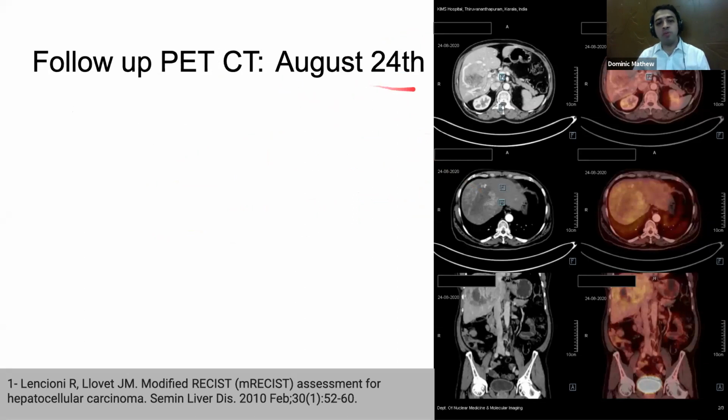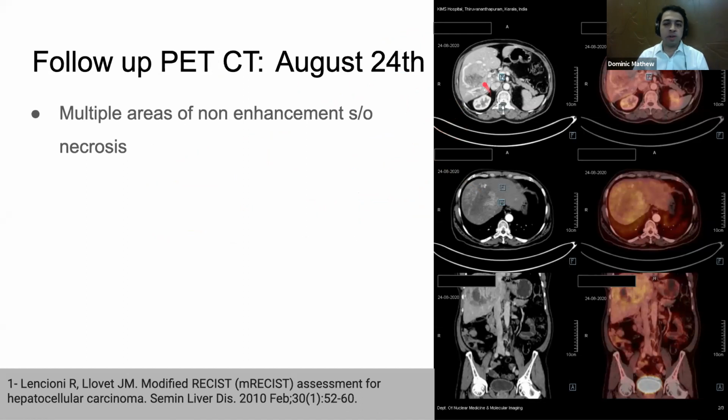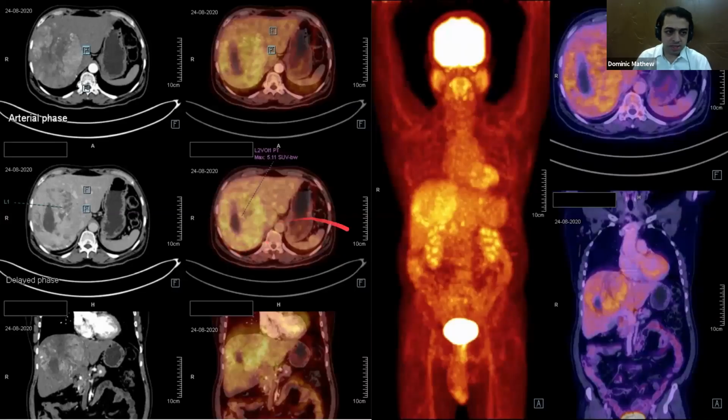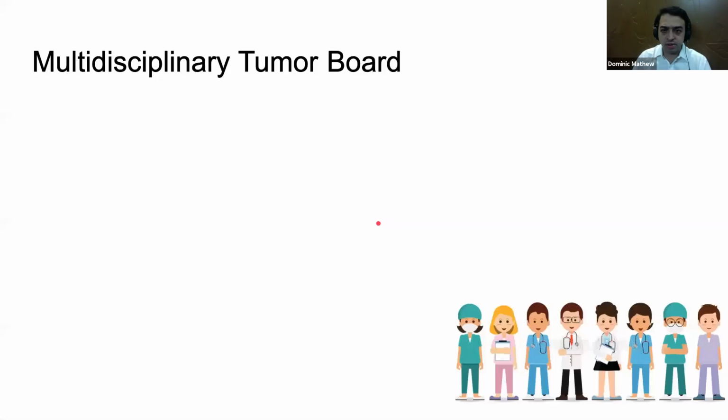So we followed up with a PET CT after 1 month. This showed multiple areas of non-enhancement suggestive of necrosis. You can see here, the disease remained localized. There was no extrahepatic spread. By mRECIST criteria, this was a partial response. And the standardized FLR was calculated to be 25.7%. These are the PET CT images again. You can see areas of non-enhancement and increased SUV uptake.